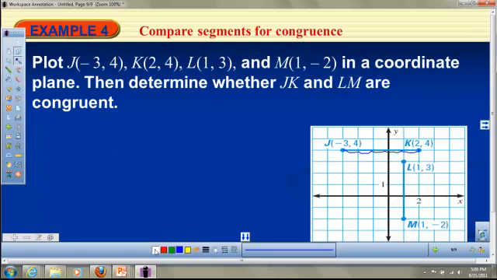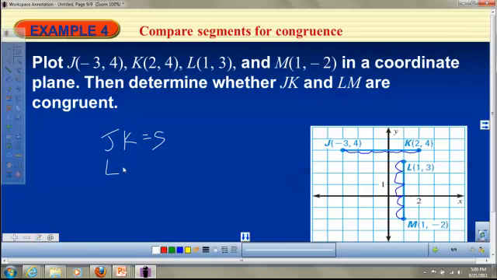So then you could say JK equals 5, and you can go 1, 2, 3, 4, 5, and therefore, oops, sorry, LM is equal to 5. So we could say JK, again, remember with the bar above it, is congruent to LM.